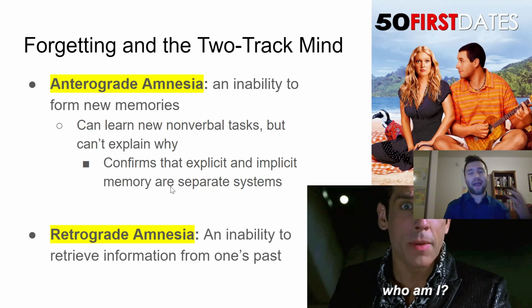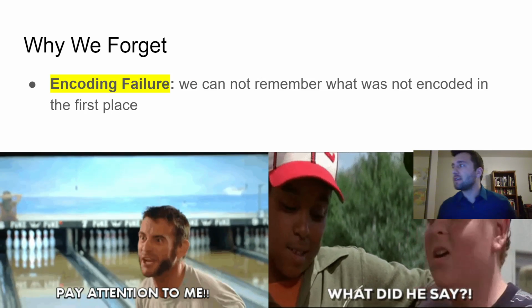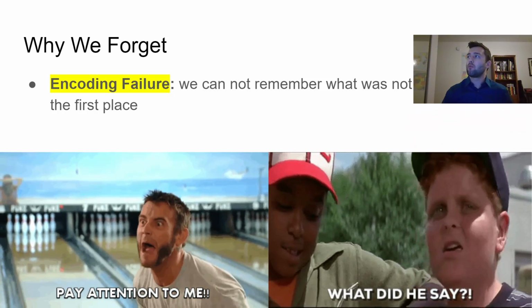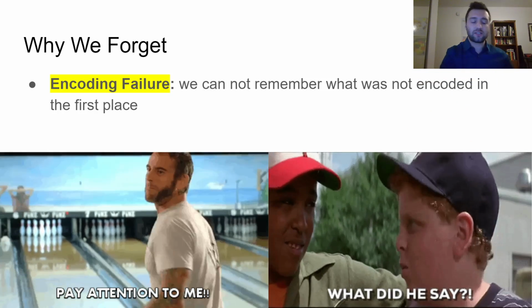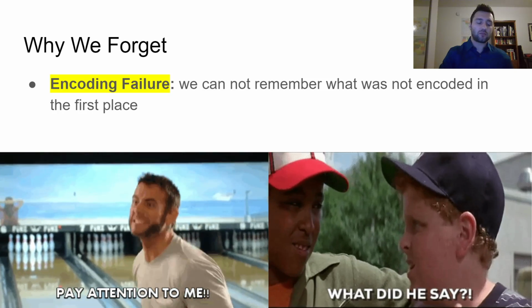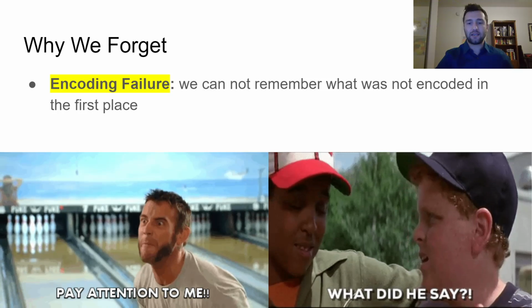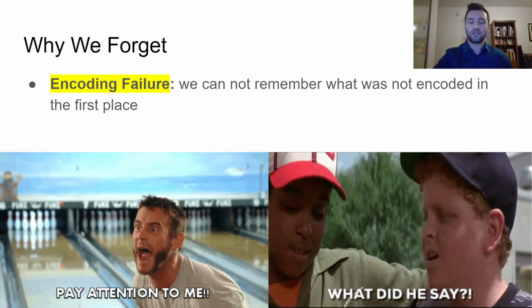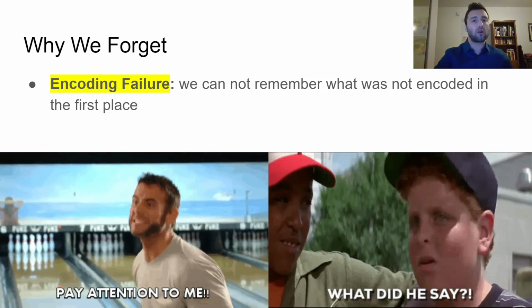Retrograde is going back. It's retro. We're going back. We can't remember things from the past. Anterograde is going forward. We're unable to remember things going forward. Now, this is going to get us into a little bit more of the reasons why we forget. Obviously, we don't all have amnesia. So why do we forget things? What are the causes? And what we're basically going to see is a connection to the different steps or stages or processes in our information processing model.